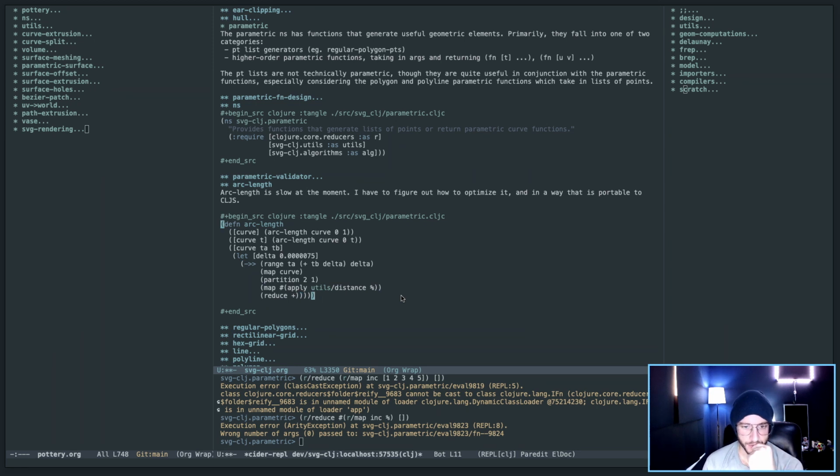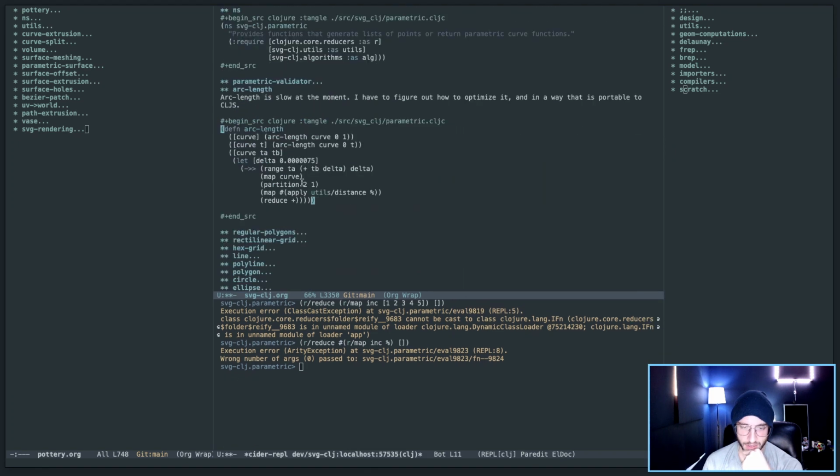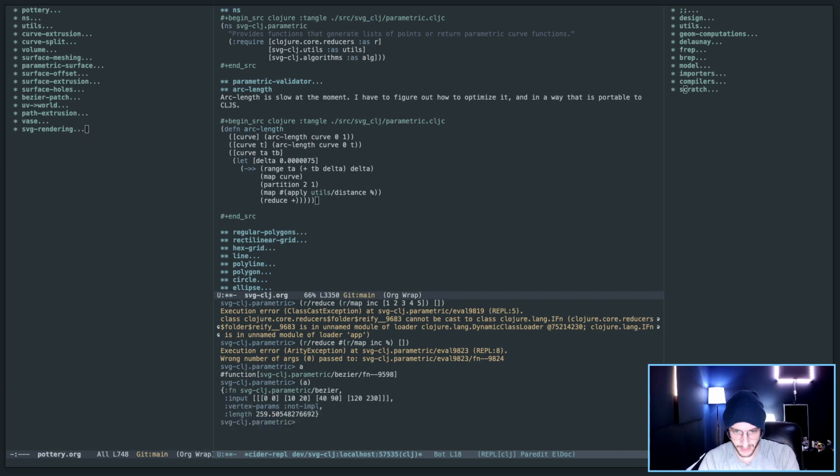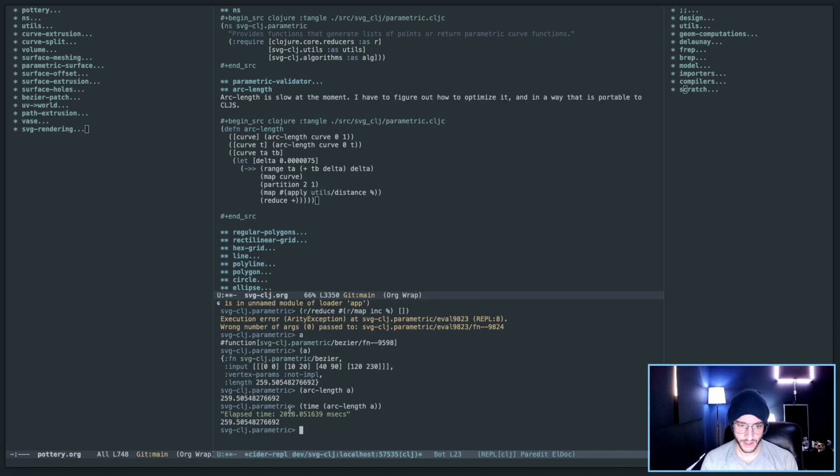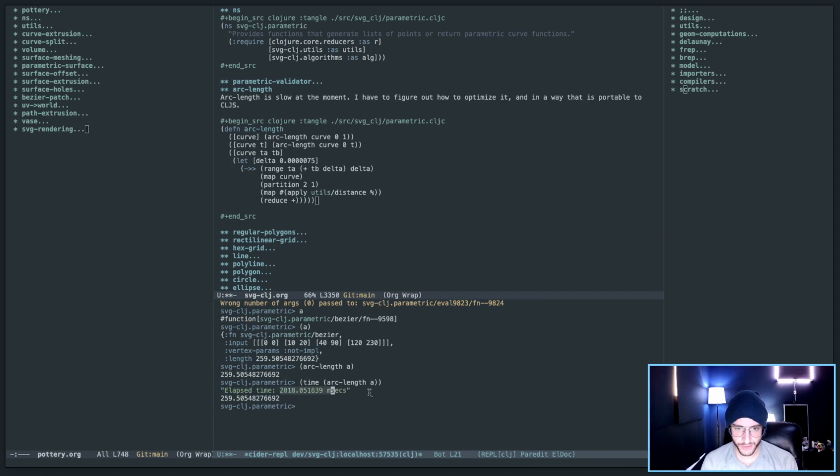Because what I want to do is, well, okay, let's def a, well wait, what is a, first of all? It's a bezier. Okay, so, right? Yeah, it's a bezier. Alright, so what I want to do is, arc length of A has this timing to it. So if I time arc length A, I want to see if I can reduce this.